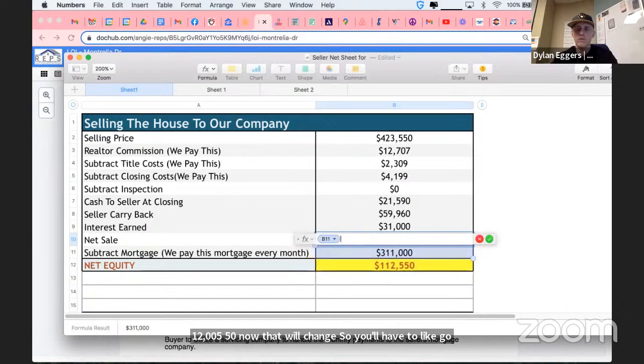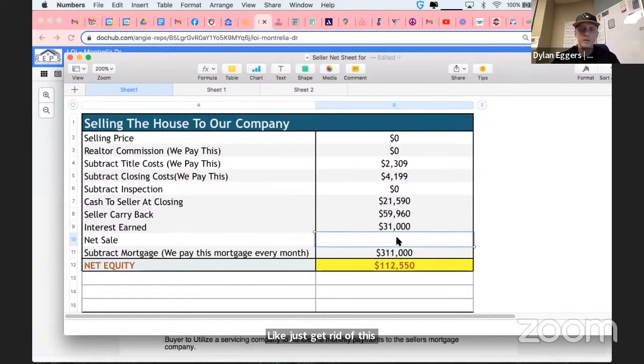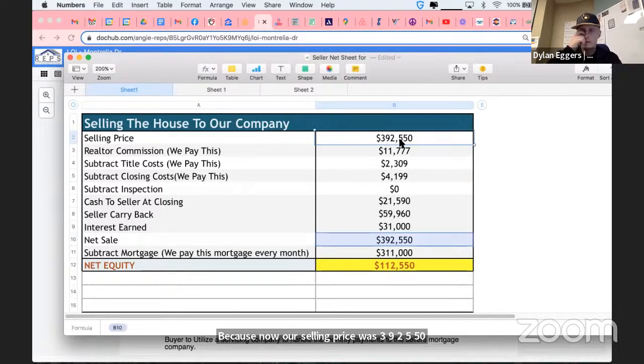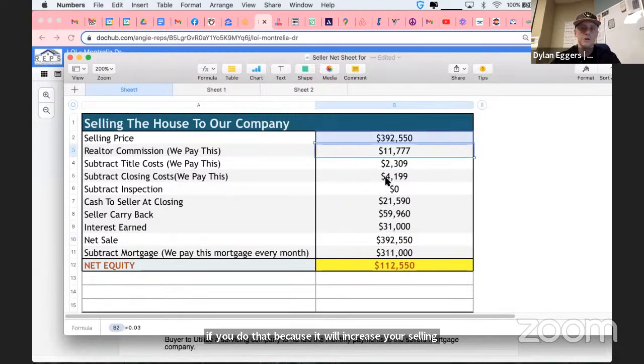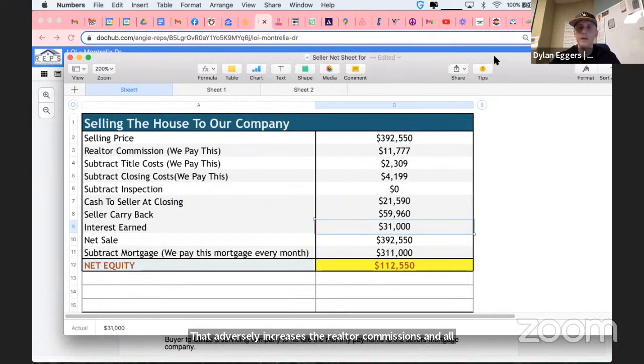Like just get rid of this, because now our selling price was 392,550 yesterday. Yeah. So you'll just have to come back in and edit the formulas if you do that, because it will increase your selling price, and then that adversely increases the realtor commissions and all that stuff. So then it's not such a great deal. But 100%, you have the right idea, Teresa.